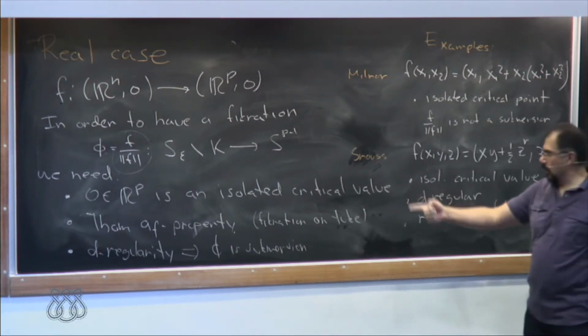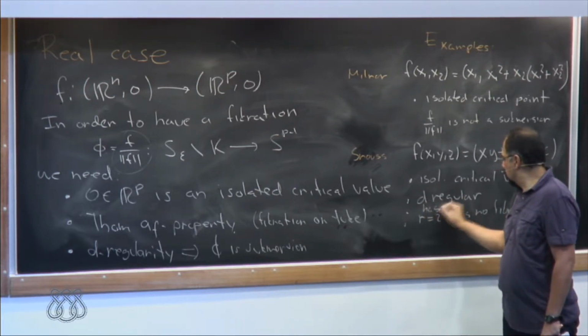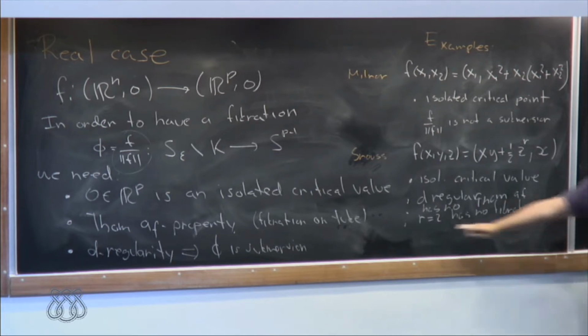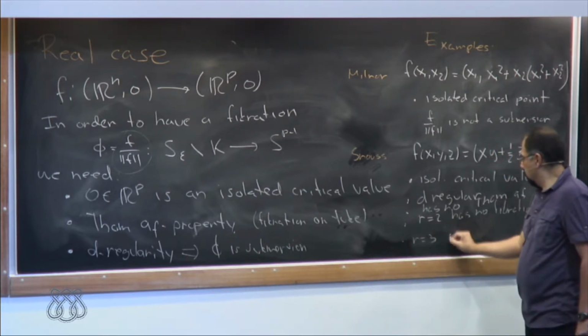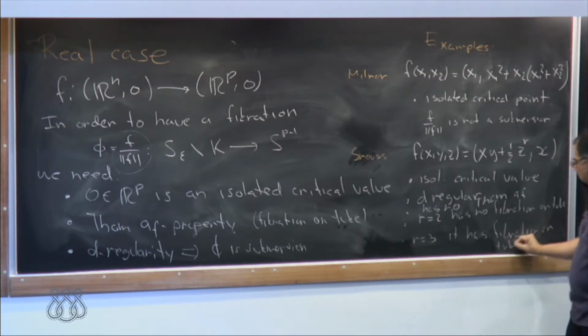And the reason is, let me say, in both cases, in general, it does not have the Thom AF property. When R equals 2, it doesn't have a fibration on the tube. But if R is 3, it has a fibration on the tube. You see, this is an example where you don't have Thom AF, but still you have a fibration because the fibers are transverse to the sphere. So you see, in the real case, basically everything can happen. So you need to start asking for some conditions in order to try to understand.